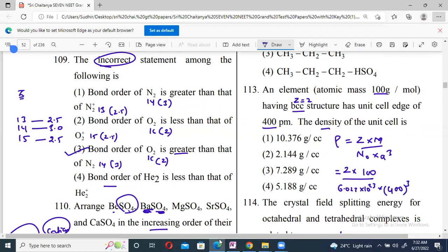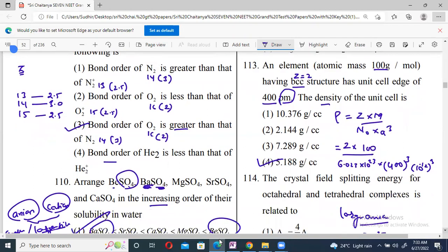400 cube. Beta, 1 picometer is 10 to the power of minus 12 meter, and cube. I will do it here, because 1 picometer is equal to 10 to the power of minus 12 meter. So I did the cube and you solve it. By solving, the answer you are going to get is the fourth option.